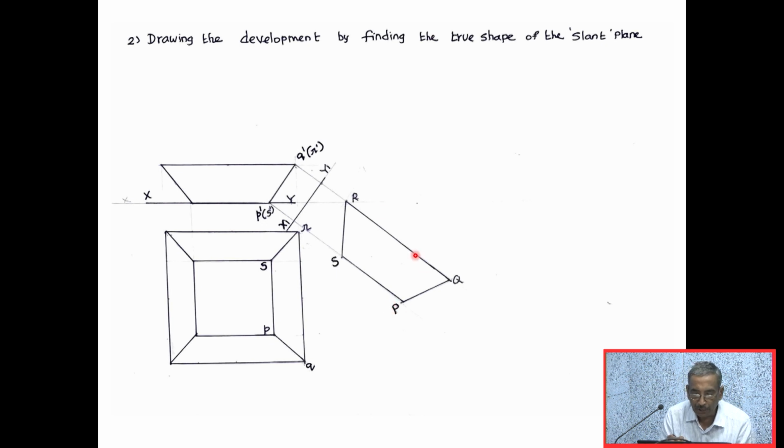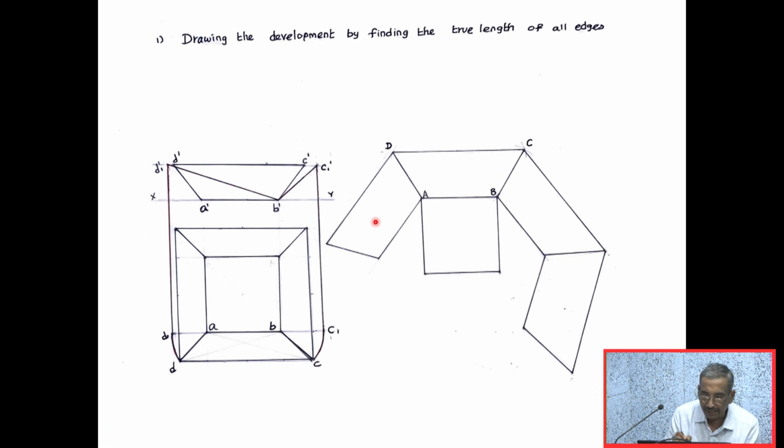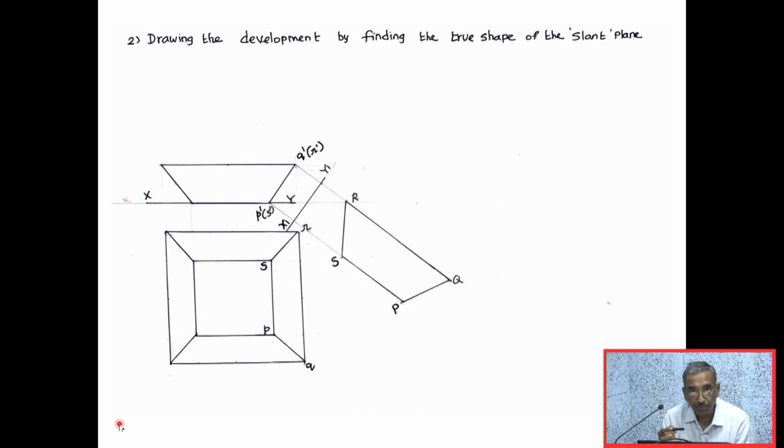So I will be getting PQRS, which is one slant plane. I can do copy and paste as I did in the previous problem, and I will be getting the development of the complete tray. So this method appears to be simple. It consumes less amount of time.